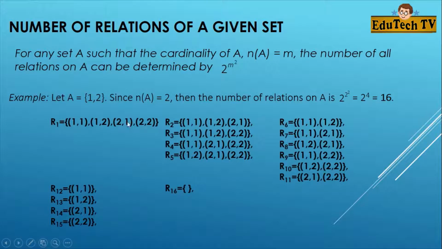Now, these are the different relations on set A. So we have a relation which has 4 ordered pairs. We have also relations with 3 ordered pairs, so they are unique. We have also those by 2s, we have also by 1s, and we have also the empty relation. Now as you notice, we have 16 relations on set A.